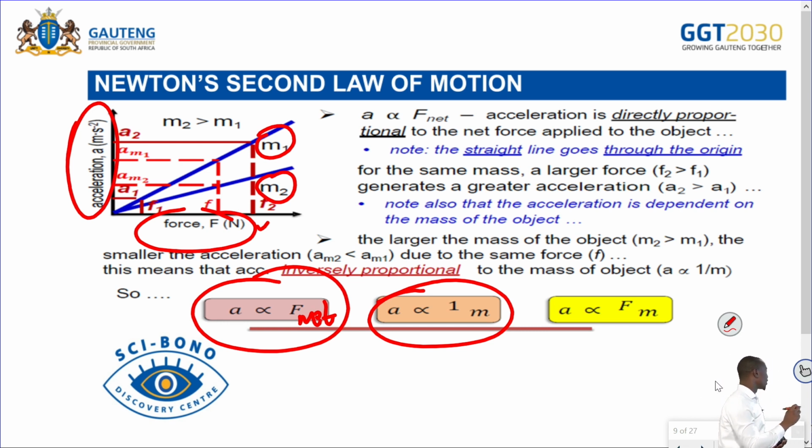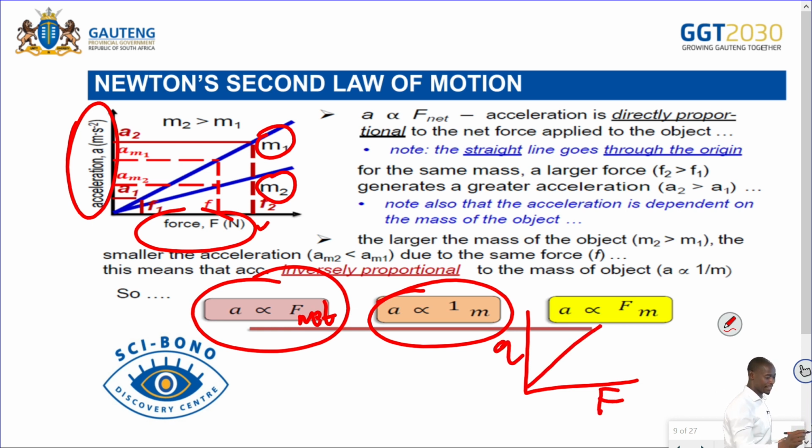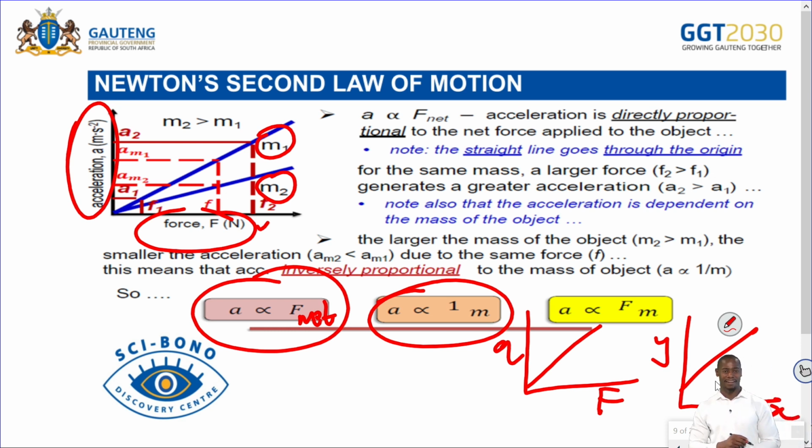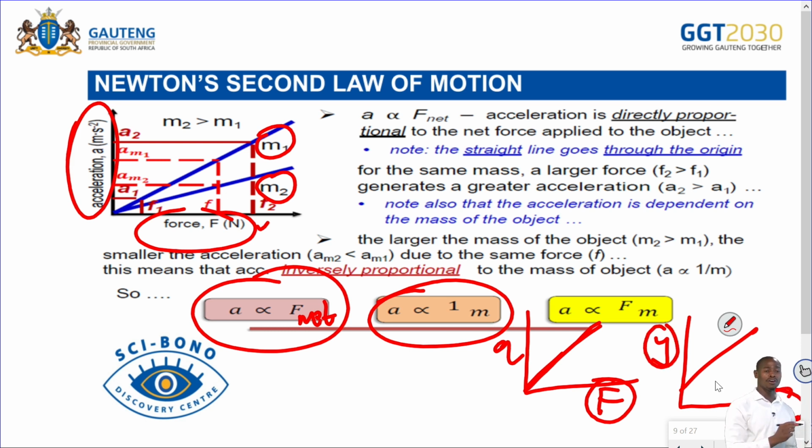So let me just give you two graphs. Let's say this is A versus F. So we are having another graph, something like this, maybe Y, and here we can put X. So between the two graphs, which graph shows a direct proportionality between the dependent and the independent variable? You can see for both graphs, as for example here, as F increases, what happens to A? A also increases. Same even here, as X increases, Y also increases.